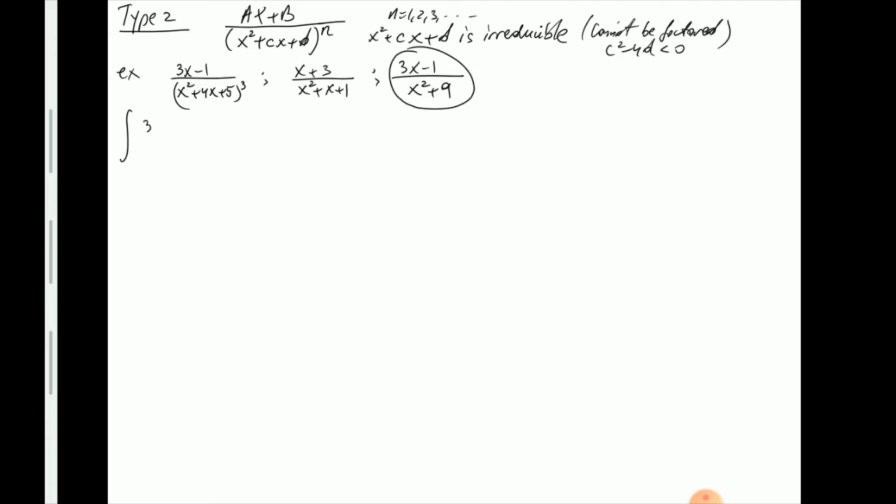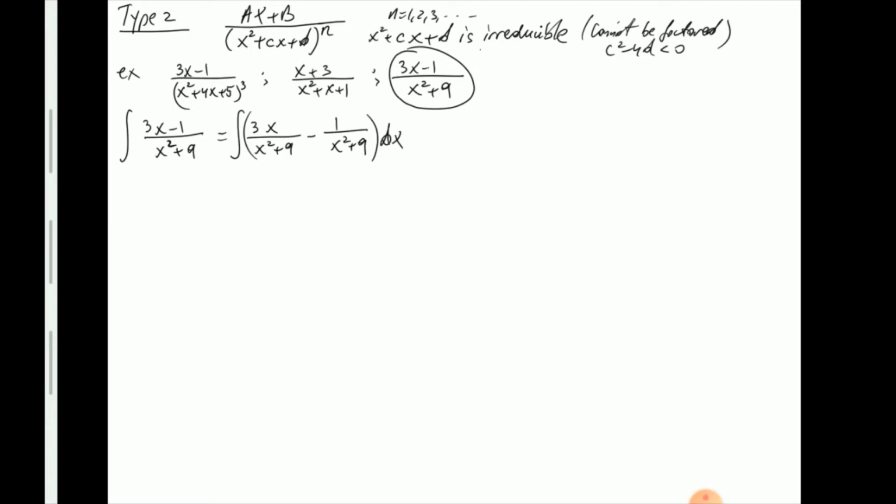So the rule of thumb is usually to split it into pieces. Isolate the piece that contains x on the top. So basically split this into the difference of two fractions. And then integrate each of them term by term.